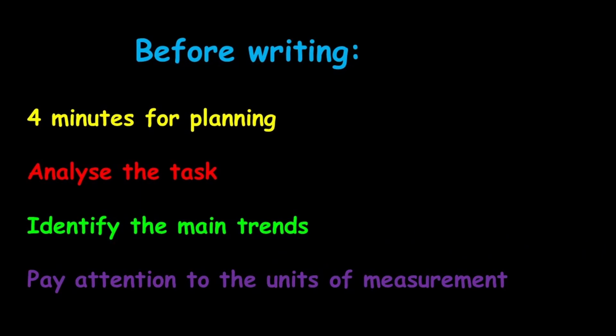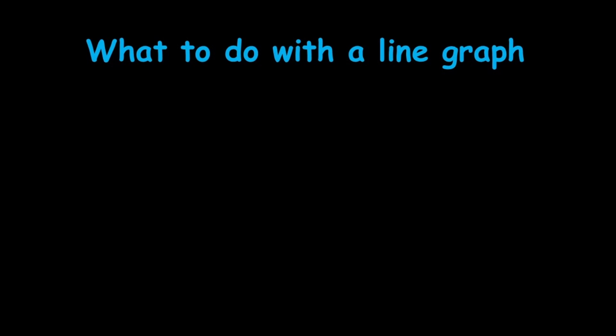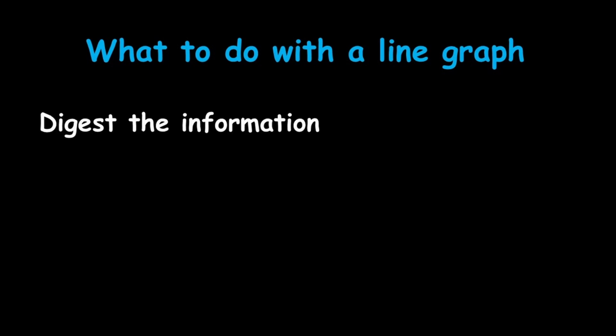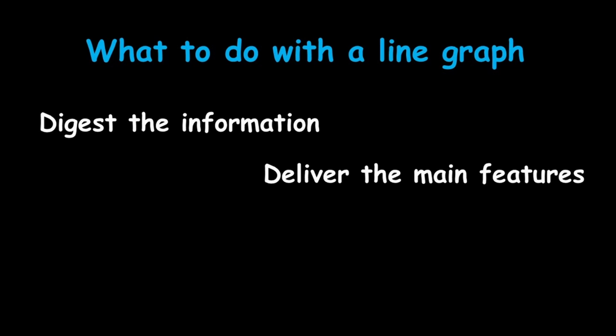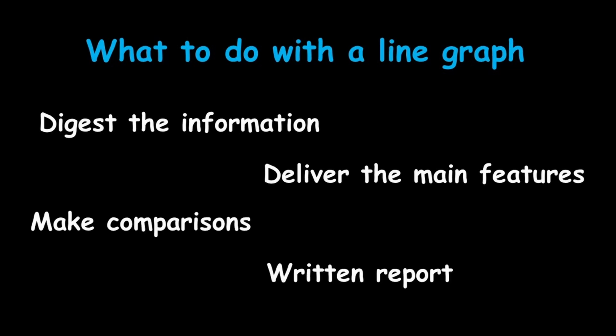Before starting the writing, it is essential to spend around 4 minutes analyzing the question and looking for the main trends in the graph. It is a fundamental part of writing. Pay special attention to the units used in the graph. What do the candidates for the IELTS exam need to do with line graphs? Candidates must digest the information from the line graph through the use of visual data, deliver the main features, and make comparisons in the form of a written, logically organized report.